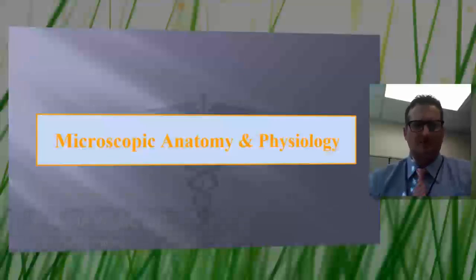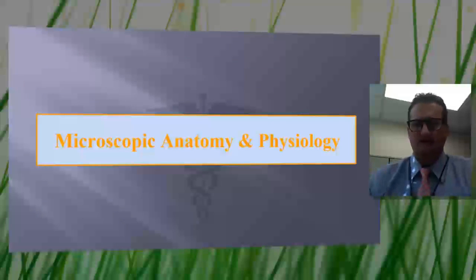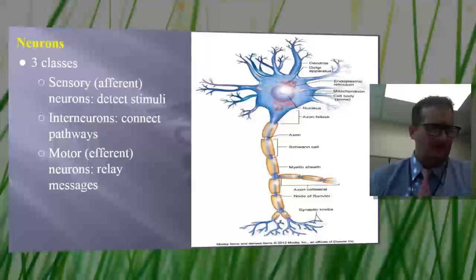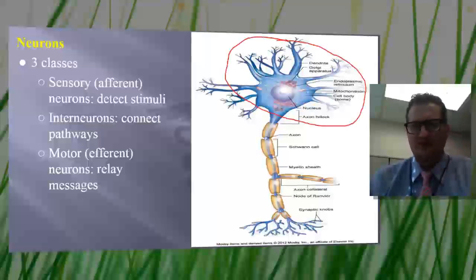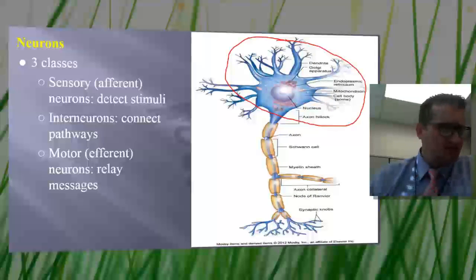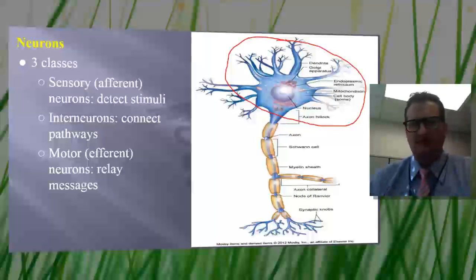First, we'll start with microscopic anatomy and physiology of the nervous system. The neuron is the basic cell of the nervous system. It assumes a variety of shapes and sizes, but even so, there are three basic parts to a neuron. The cell body, also called the soma, shown here, is the control center and contains the nucleus.